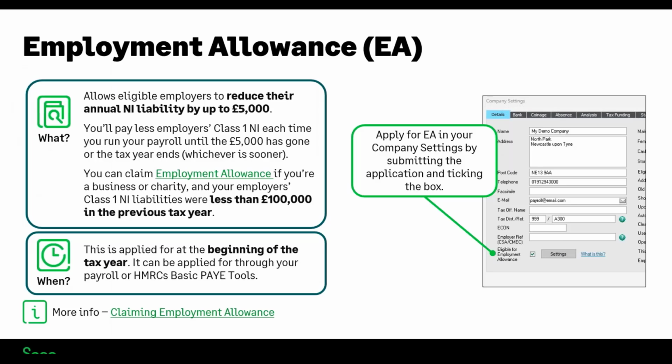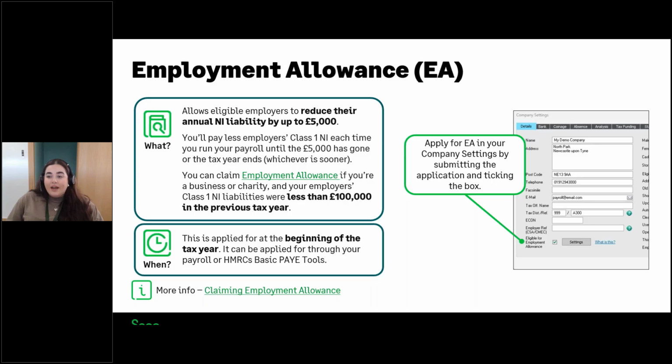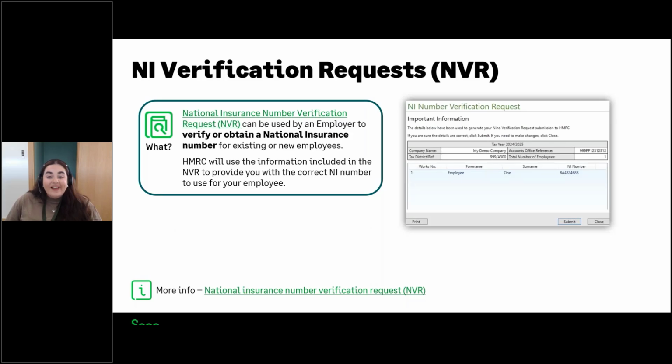And last submission that I do want to talk about before the next section, this one's not very common at all, and some of you might not even need to use this at all, but this is a National Insurance Verification Request, or NVR. So if you're unsure what a new or existing employee's national insurance number is, you are able to request this information from HMRC using this submission. And you can submit this from Payroll as an HMRC submission, similar to other RTI submissions, but of course you do also have the option of doing it through HMRC's basic tools.